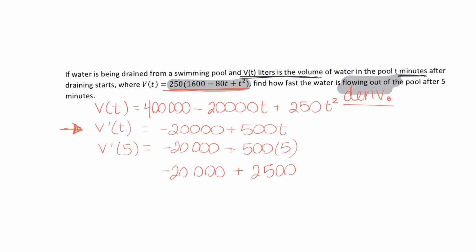What kind of number are we going to get here? It's going to be a negative number. This is, I think, finally the first time we're getting a negative number. So that means we're losing. The negative is telling us that we're decreasing, right? So we're losing water. So the water's flowing out, so it's negative. And the water's flowing out at, I guess, 17,500 liters per minute. Woo! It seems like a lot of water.